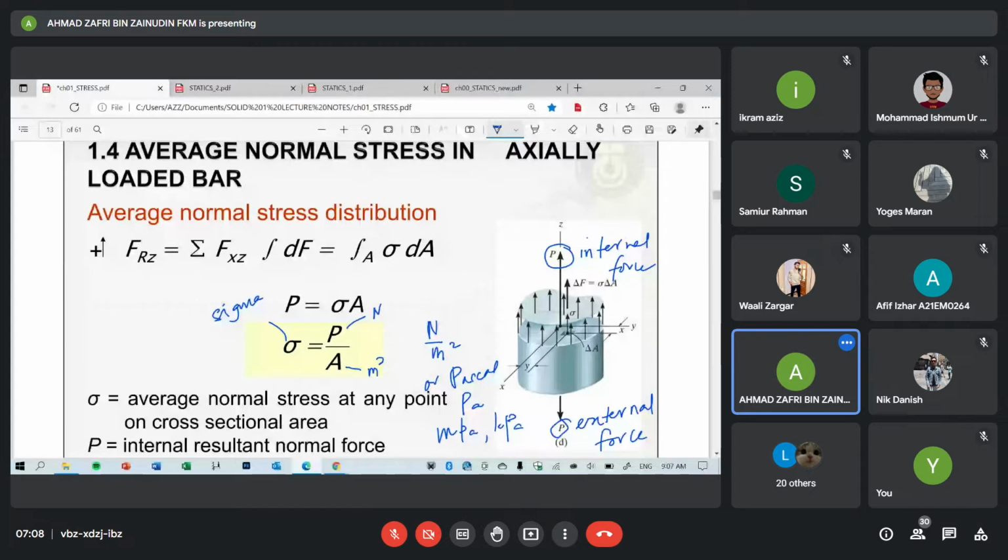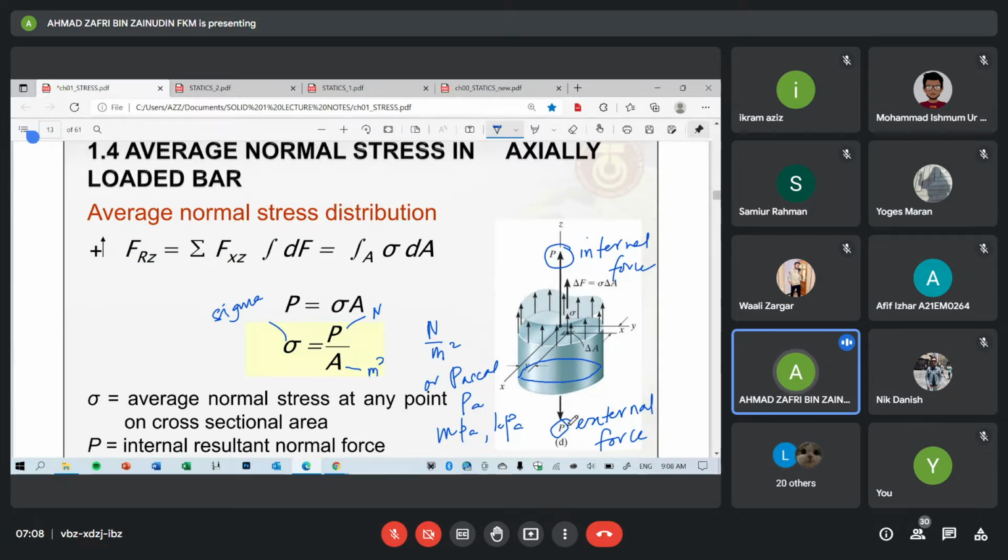At our level, we assume that the internal force is uniformly distributed over the cross section. This is okay if the section is far from the applied force. If you make a section somewhere near to the application of the external force, right?